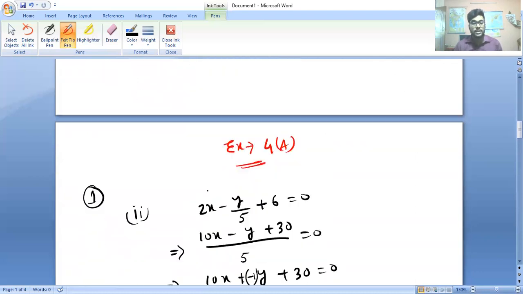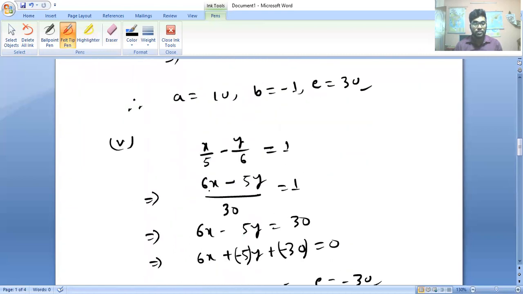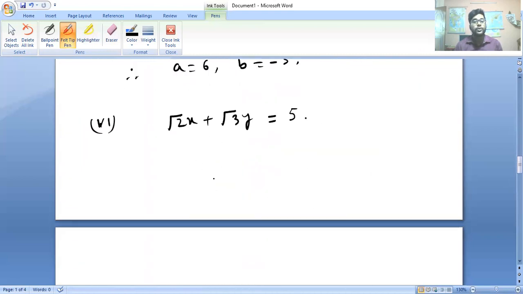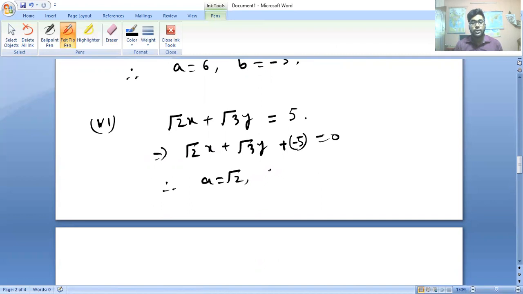But see, in this question number 6, we have ax plus by plus c, so make this. So this is actually a real number. Okay, minus 5 is equal to 0. So I'm giving plus of minus 5. Therefore, our a becomes root 2, b becomes root 3, and c becomes minus 5. Okay, students? Good.